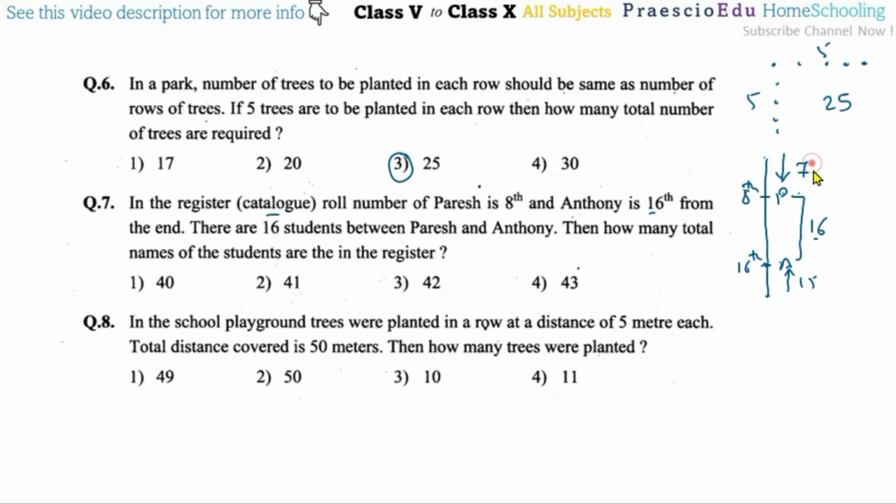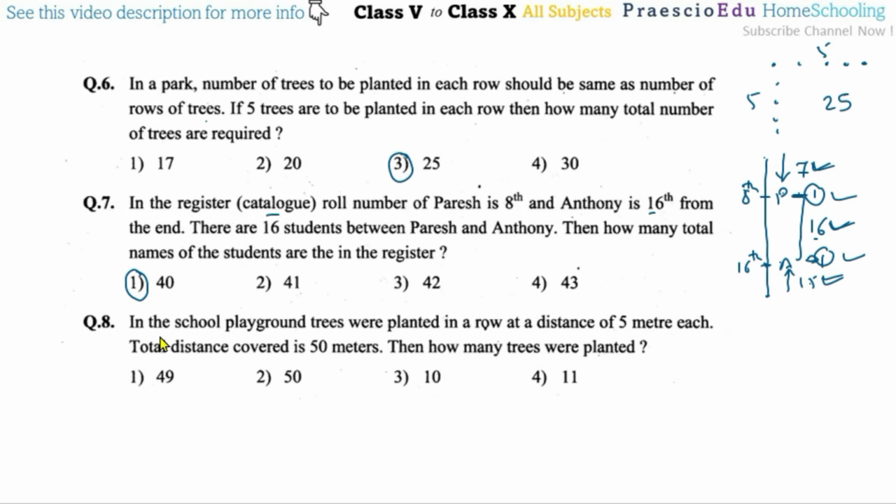Now this counting and this counting we have to add, plus Paresh's one count and Anthony's one count. So these two make 2, 2 plus this 7 is 9, then 16 plus 15 is 31, and 31 plus 9 makes 40 students. So 40 means option number 1. So all these 5 numbers we have to add.